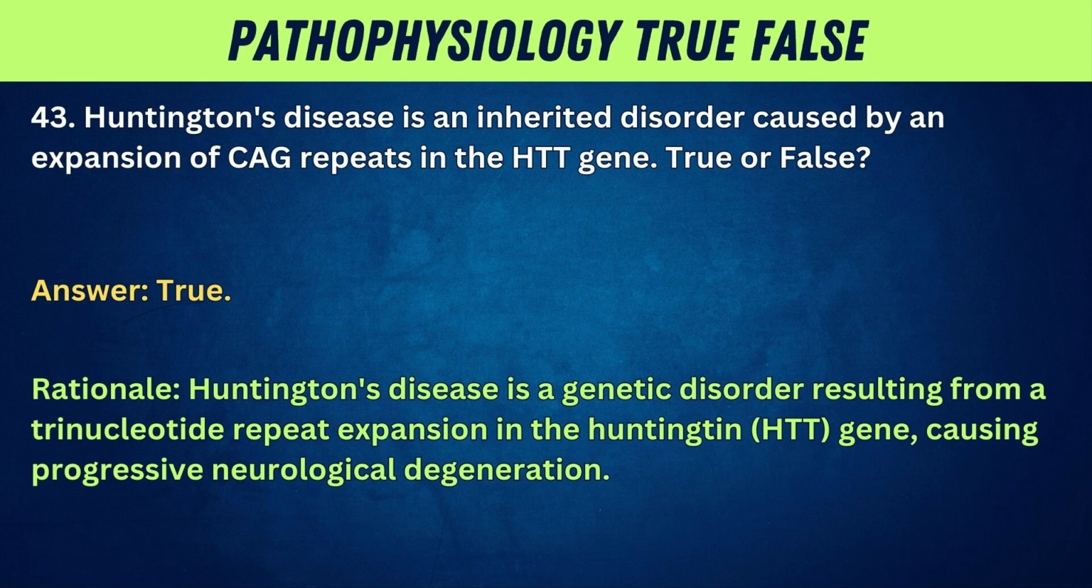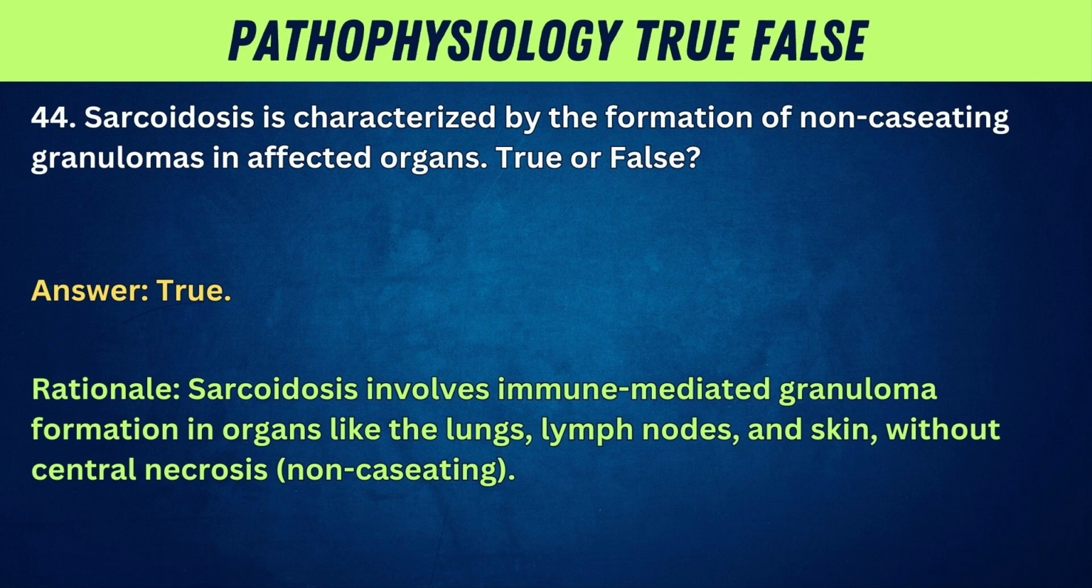43. Huntington's disease is an inherited disorder caused by an expansion of CAG repeats in the HTT gene. True or false? Answer: true. Rationale: Huntington's disease is a genetic disorder resulting from a trinucleotide repeat expansion in the Huntington HTT gene, causing progressive neurological degeneration. 44. Sarcoidosis is characterized by the formation of non-caseating granulomas in affected organs.